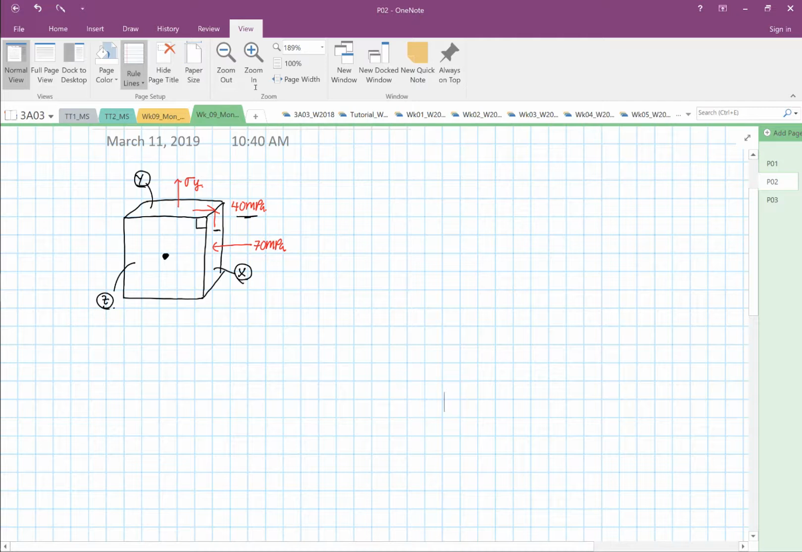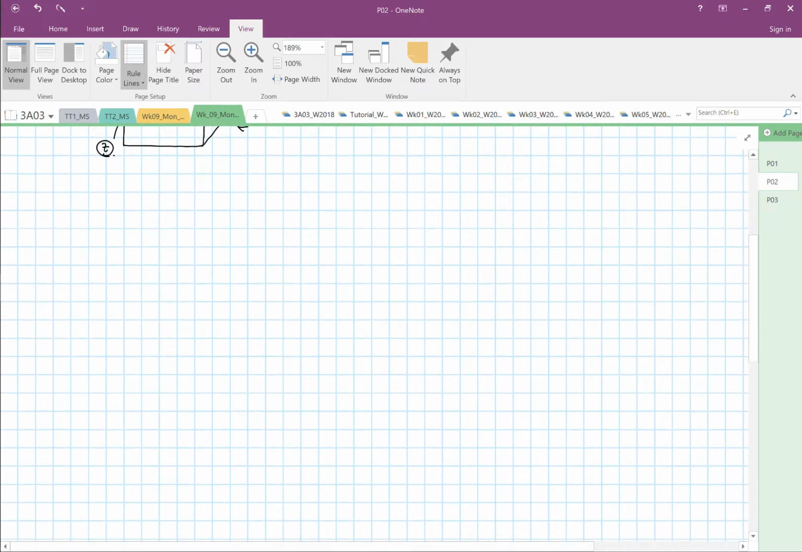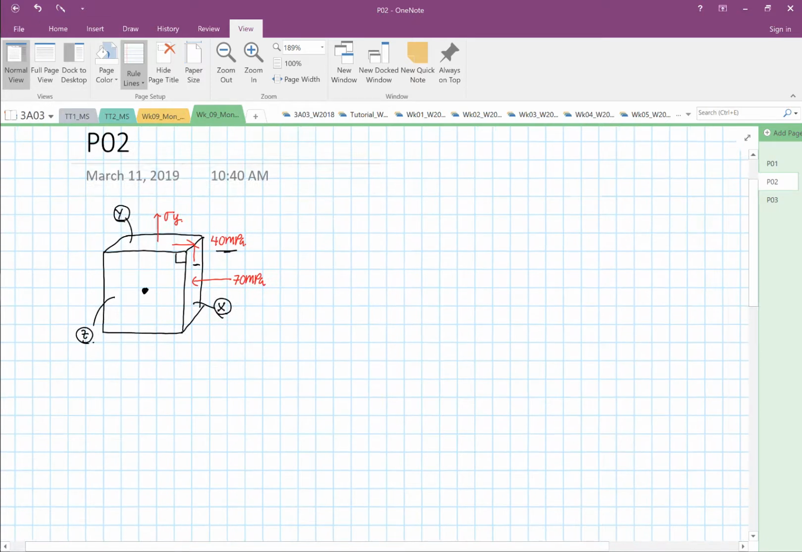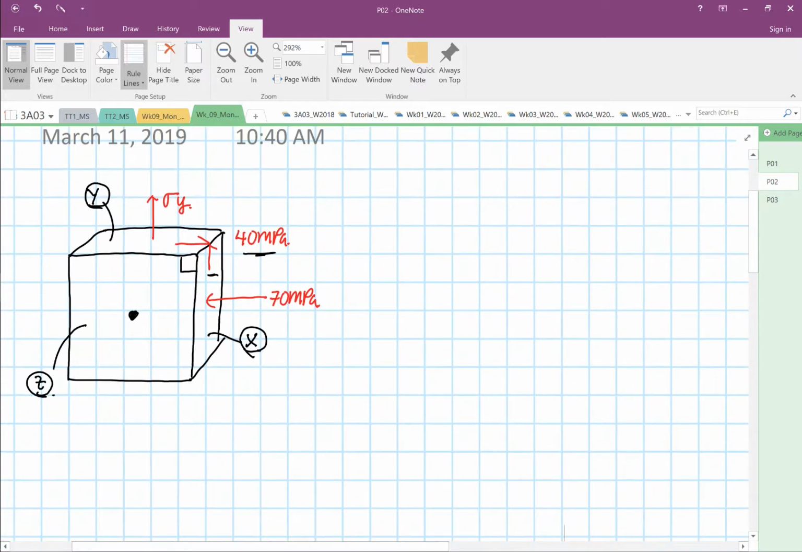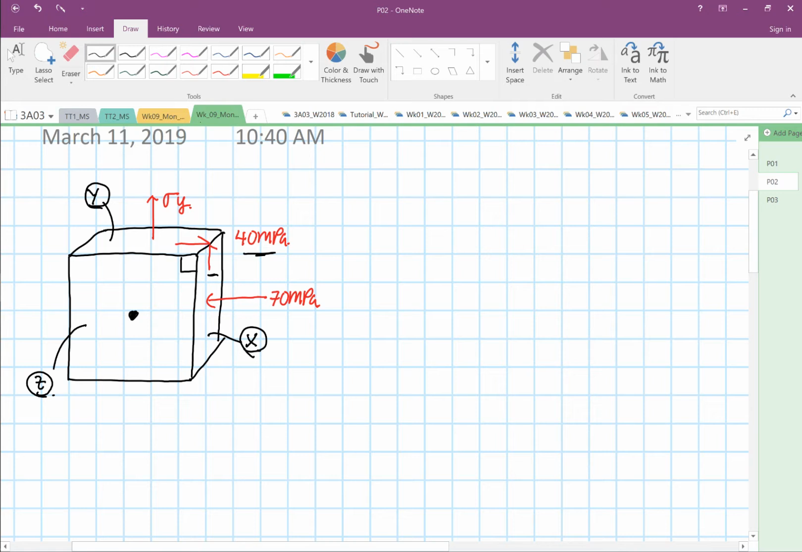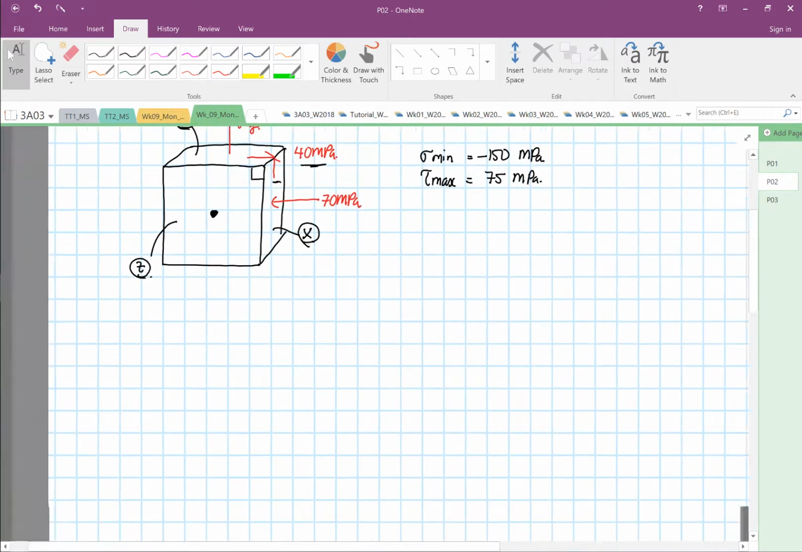Hello, I'm going to carry on with finding the other value of stress Y given our element state. That's given. So again, we're going to draw a Mohr circle. Remember, take note that we do know that stress mean is equal to minus 150 megapascal, and we know that our stress max is equal to 75 megapascal. So we are aware of that, and we're going to focus on the second value now.